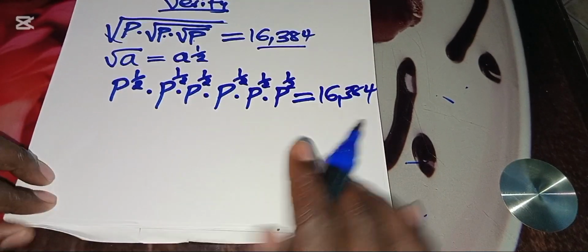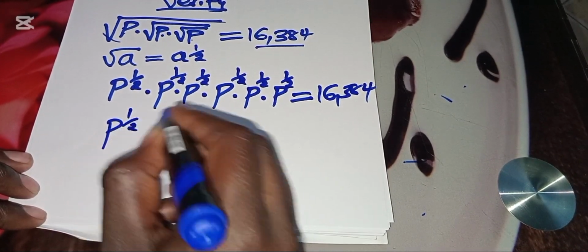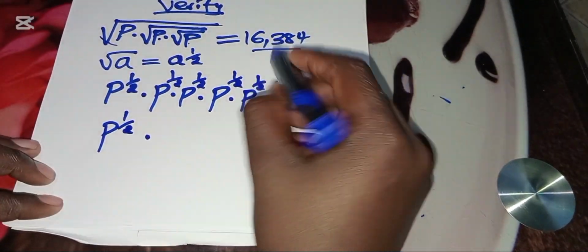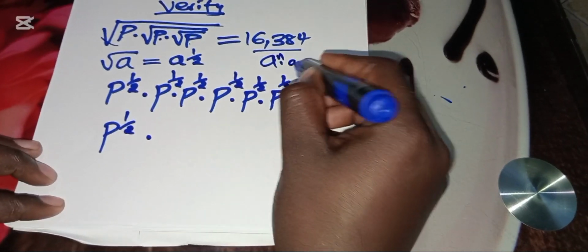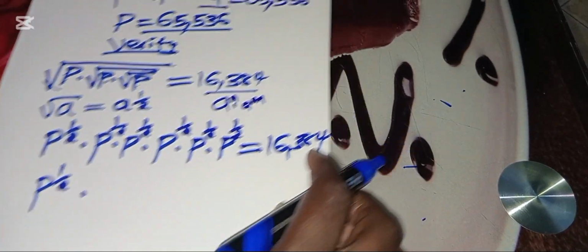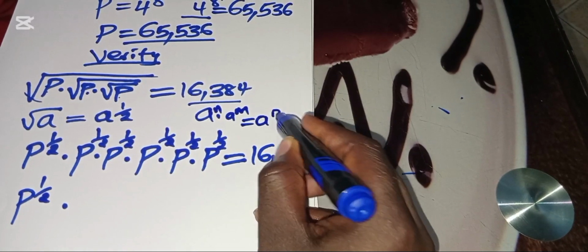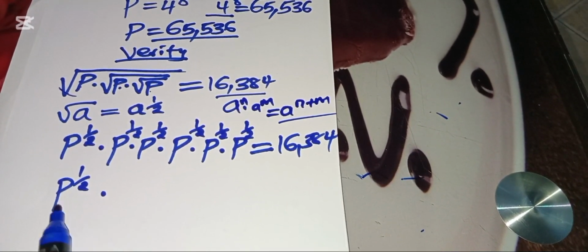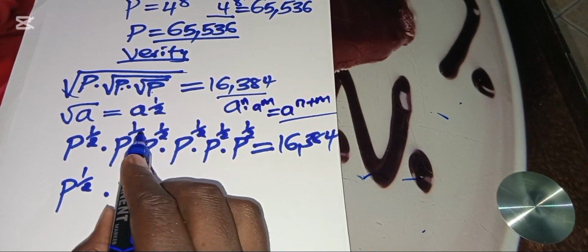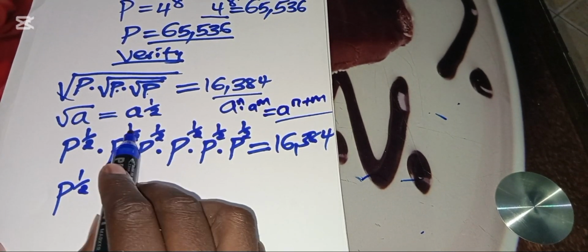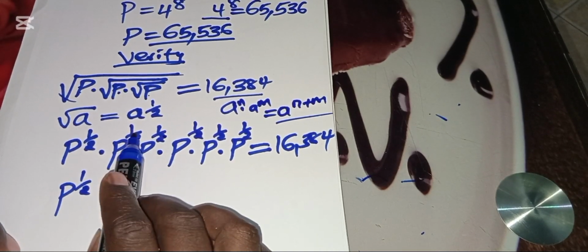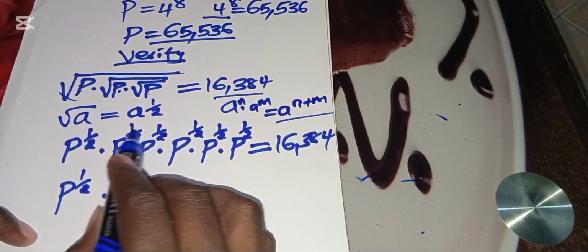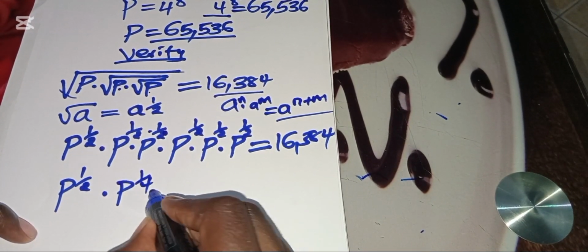Now we have p raised to power half multiplied by, again, if we apply this property, a raised to power n multiplied by a raised to power m can be expressed as a raised to n plus m. So let's apply this property, so we're going to have p raised to power a half plus a half times a half. Sorry, this is a half times a half, so we have 1 over 4. That is a half plus a half, which is 1 over 4, multiplied by p.